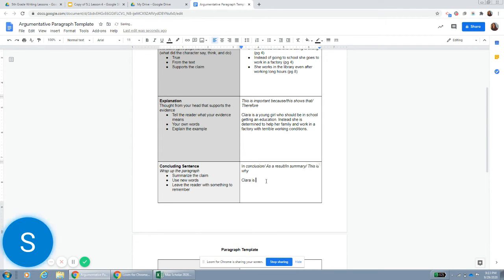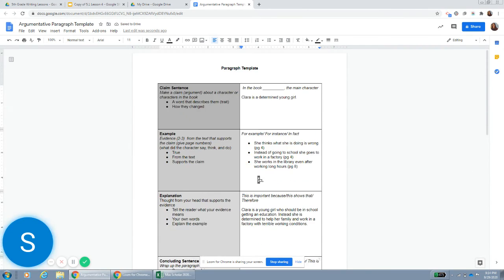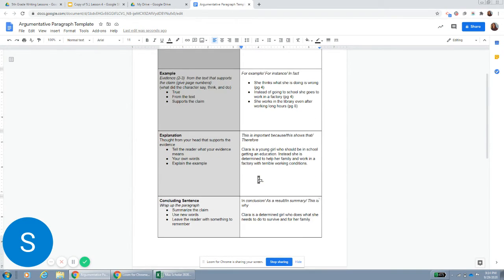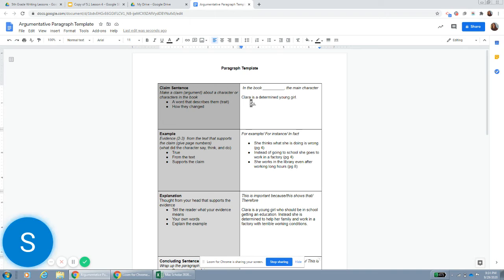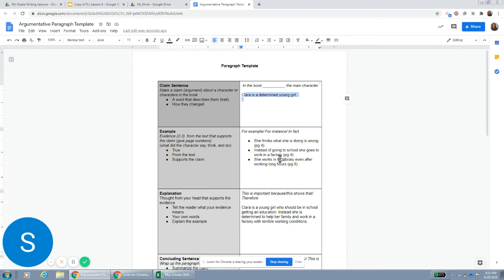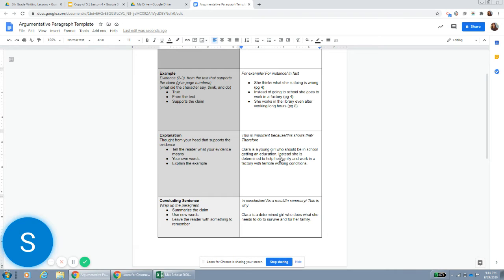Clara is a determined girl who does what she needs to do to survive, or I could say for her family to survive, and for her family. I'll just say both then. Okay? That's it. That's all I need to write to organize my paragraph. Tomorrow, I'm going to show you how I take all of this information and actually draft a real paragraph.